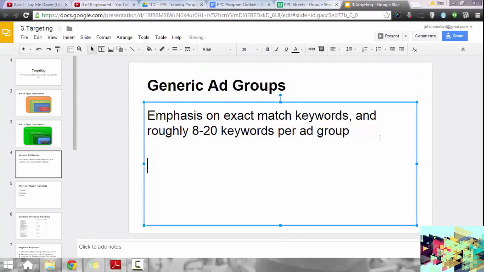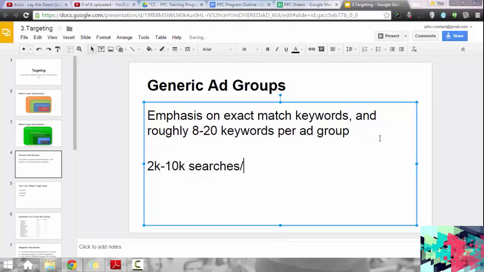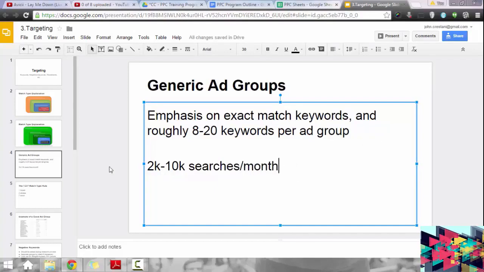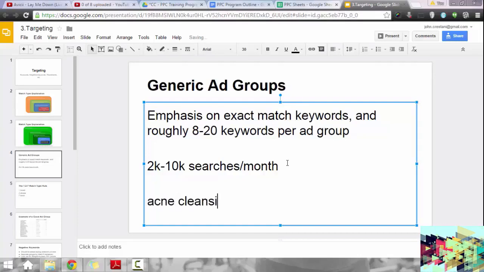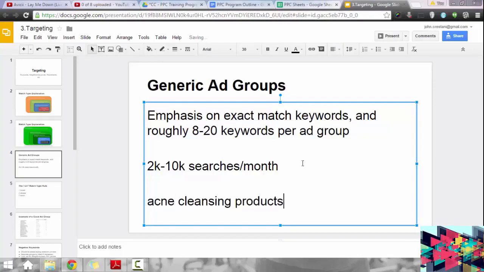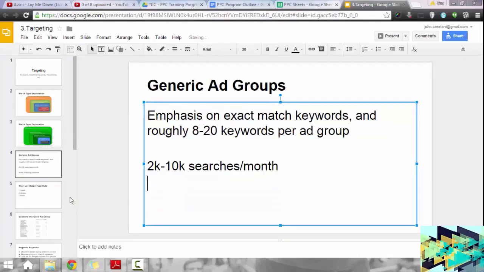Remember, these are groups where the root keyword has between 2 and 10K searches a month, if you're targeting all of the US. Now, a keyword like the one we came up with, acne cleansing products, is something that's relatively targeted, but not too long tail usually.